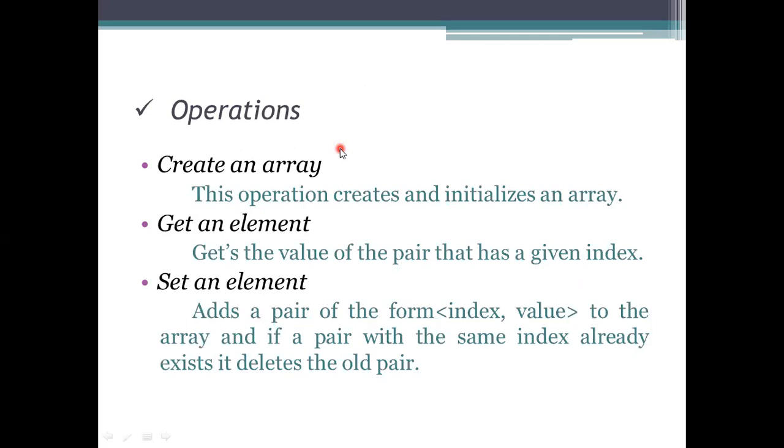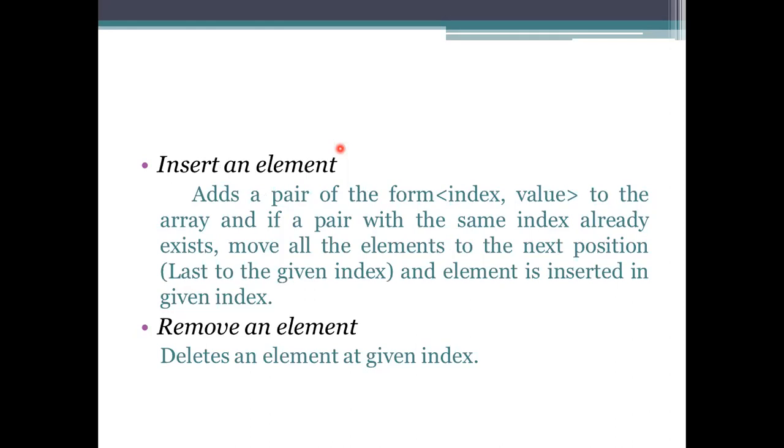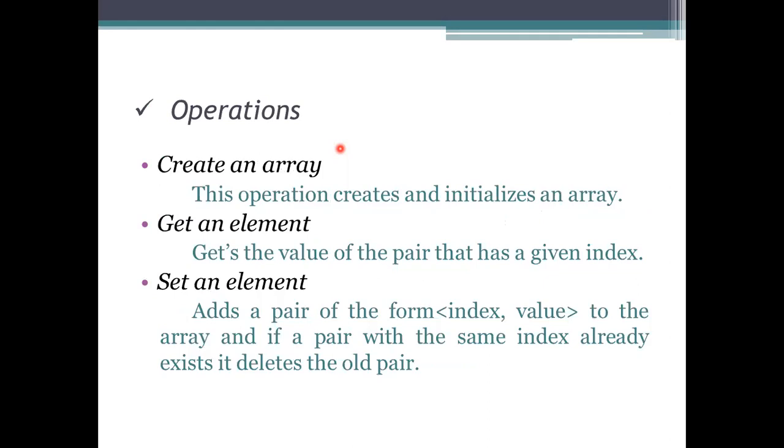By using an array, we can perform creation. Getting an element means accessing an element from the list. Setting an element means storing the element into that place. Insert an element, and the set an element is this example, the previous one. What I did here, I used 1 comma 1. Actually the place has to have the value 1, but we used another pair to replace the value.